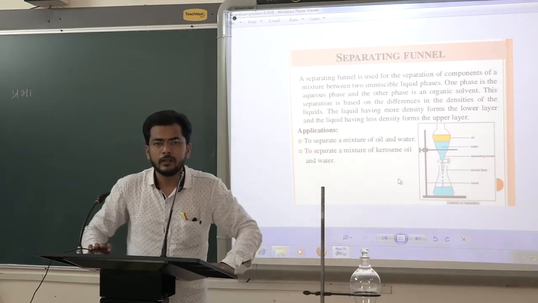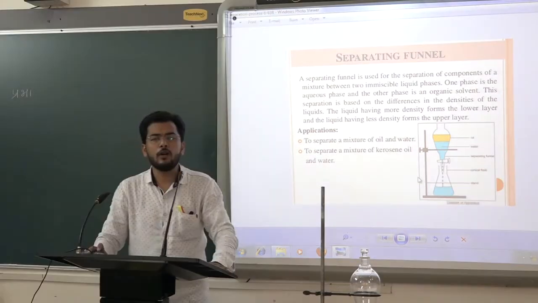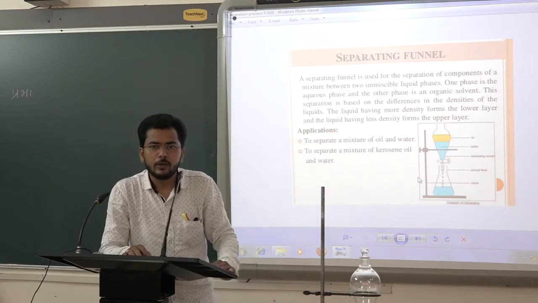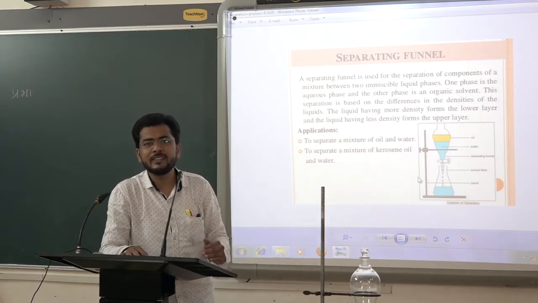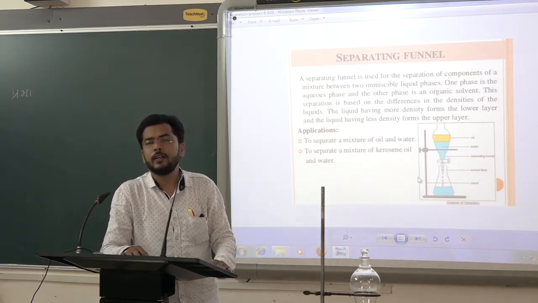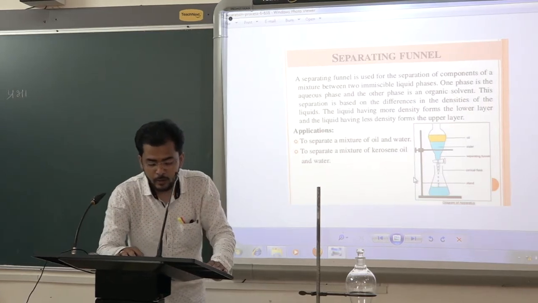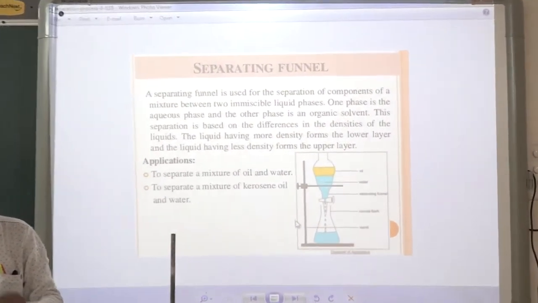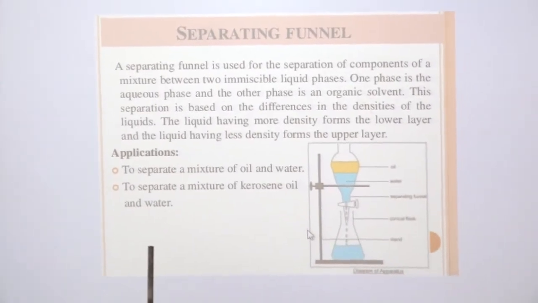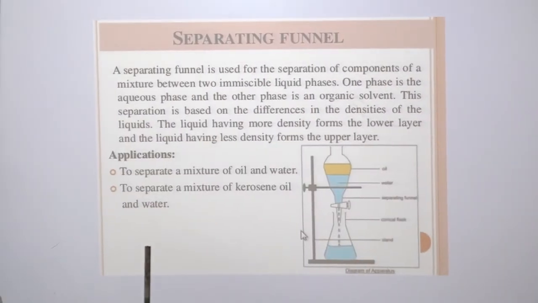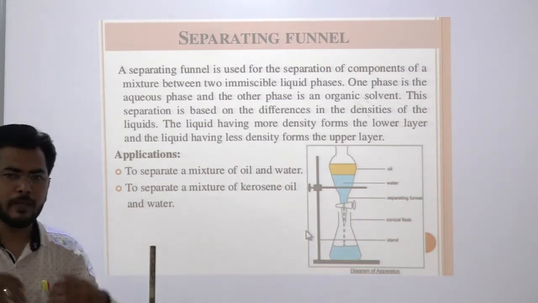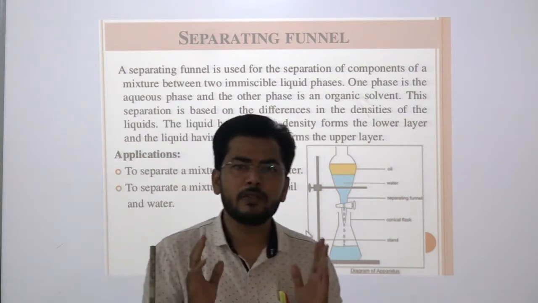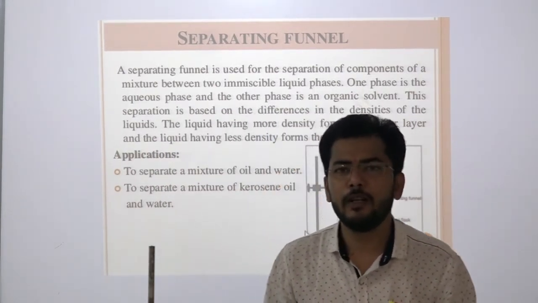separating funnel. This method is used for separating liquid-liquid mixtures which are immiscible. First, we will try to know what is a miscible liquid and what is an immiscible liquid. Miscible liquids are those liquids that mix together in all proportions and form a single layer. Those liquids that mix together uniformly and form a single layer are known as miscible liquids.